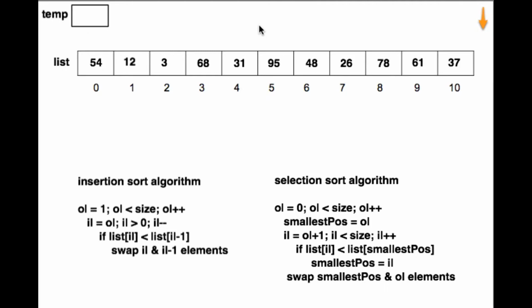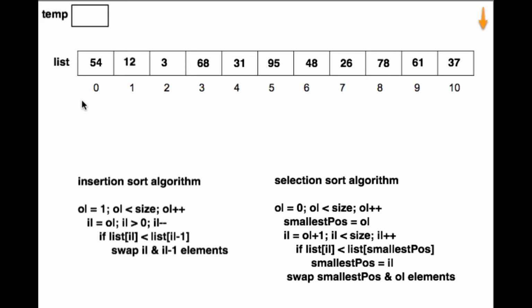Consider the insertion sort algorithm and the selection sort algorithm. I think you'll see these are pretty straightforward. So let's do the insertion sort algorithm first. I have a list here, unsorted, called list. Index positions, the contents, and a temporary variable for the swaps.